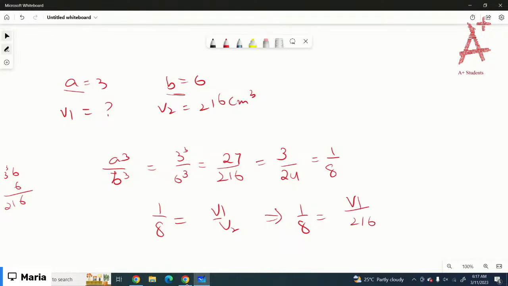Got it? So let's just do cross multiplication. It would be V1 times 8 equals 216. Now divide both sides by 8. So 216 divided by 8 is 27. That means V1 equals 27. 8 and 8 cancel out, and 216 over 8 equals 27. Got it? So the correct option is 27.